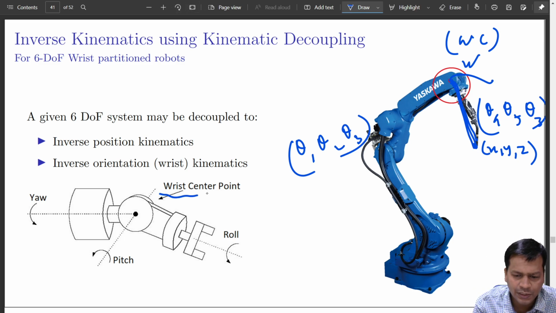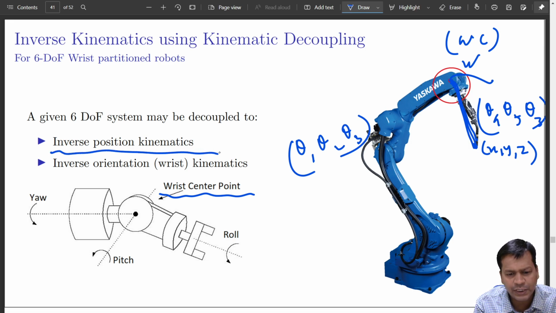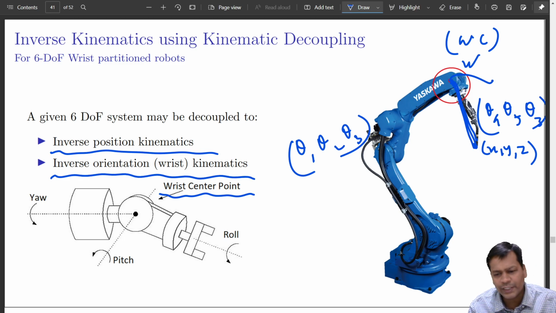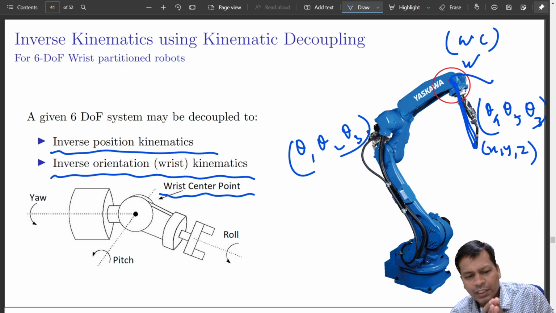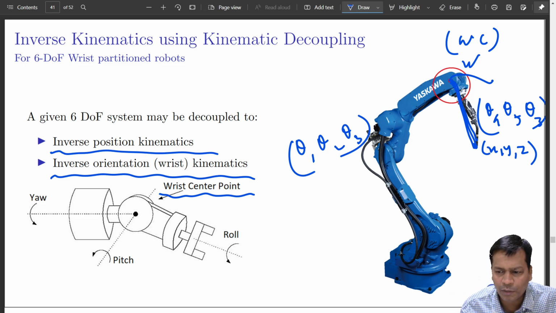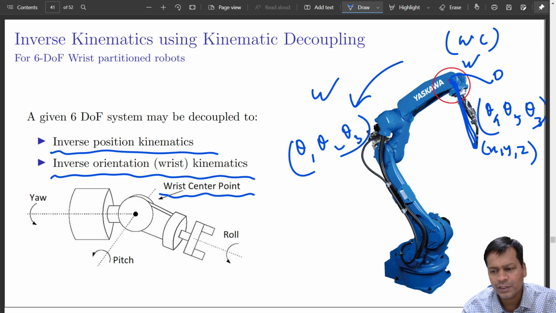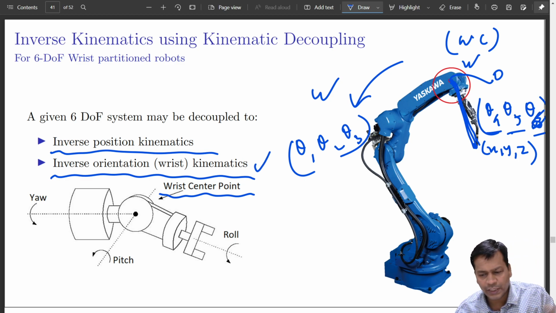This is the wrist center point. So the problem of 6-axis inverse kinematics can now be decoupled into two different problems: inverse position analysis and inverse orientation analysis. First, given this point, the rest of the system is the position kinematics that I have done, and given the orientation of this, I can find out the 4, 5, 6 angles by using the wrist solution. That I will show you now.